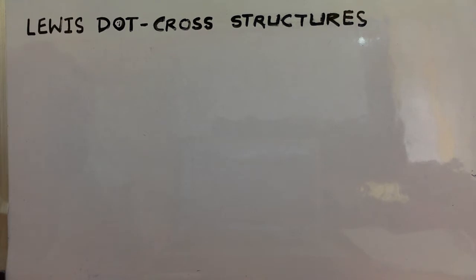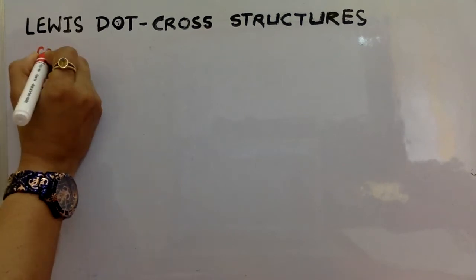Our today's video is on Lewis dot cross structures. We have done quite a lot of examples by now. In today's lecture we'll see some more examples. Let us begin.